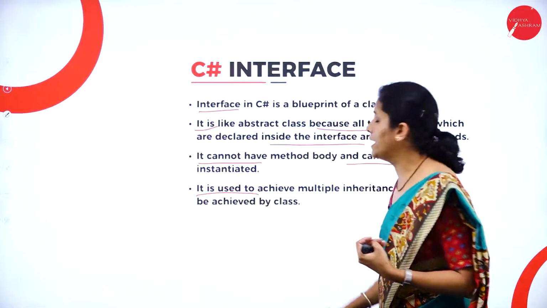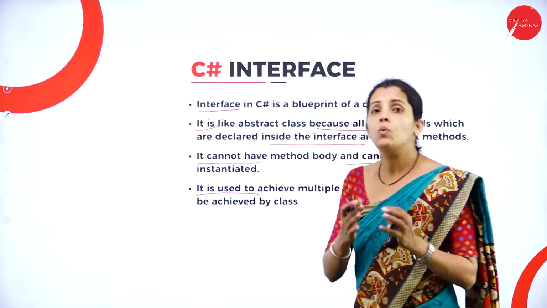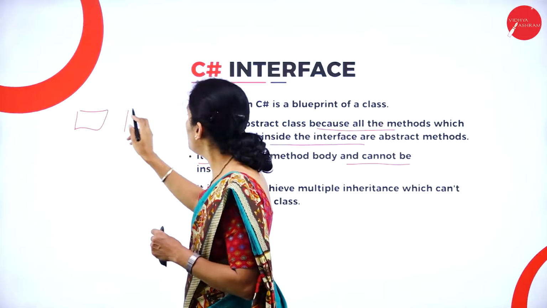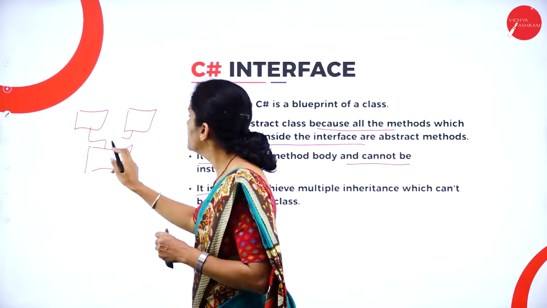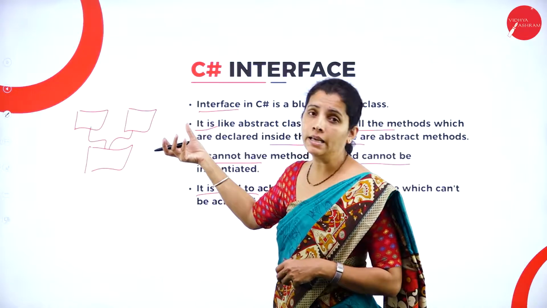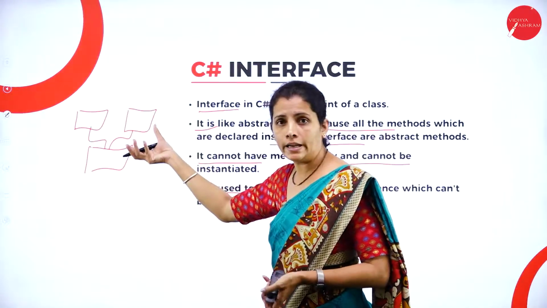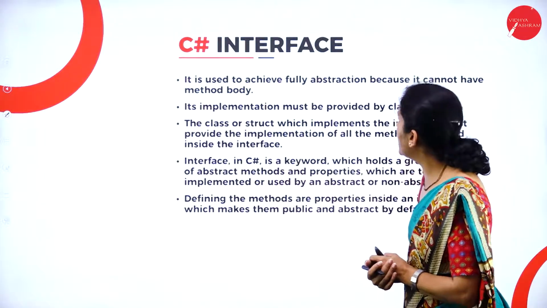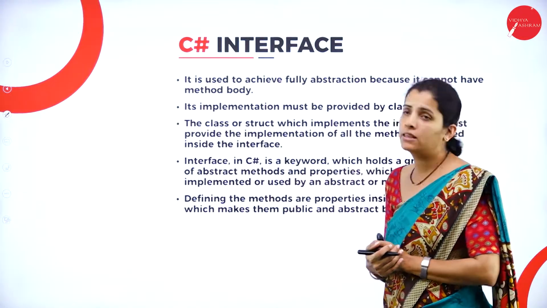It is used to achieve multiple inheritance. So what is multiple inheritance? When I have two parent classes and one child class. This kind of representation is known as multiple inheritance, and to achieve this kind of inheritance I am going to use an interface. It is also used to achieve full abstraction because it cannot have a method body.